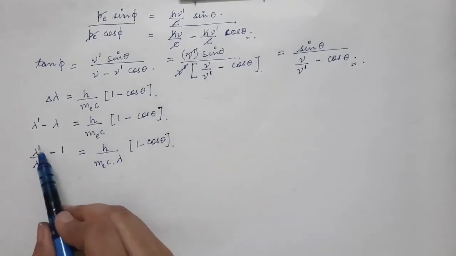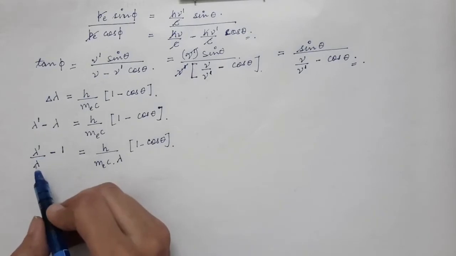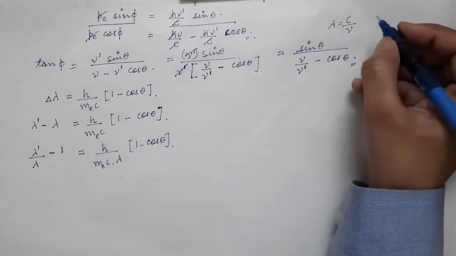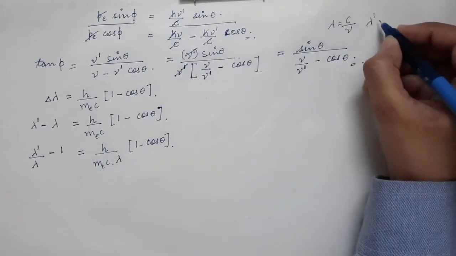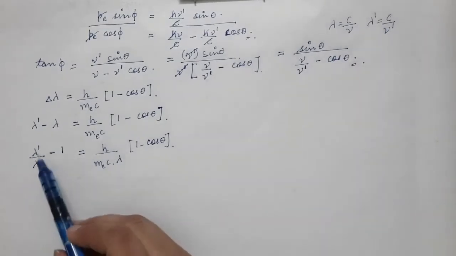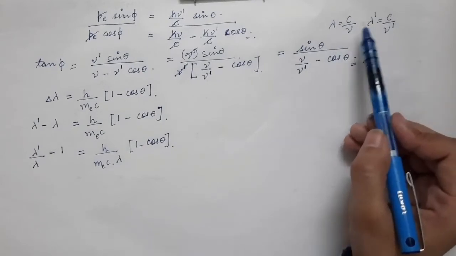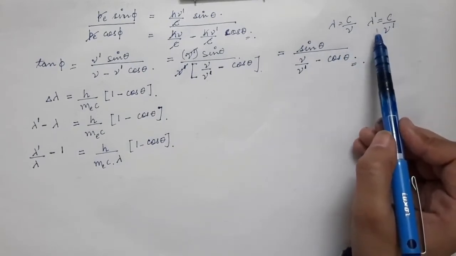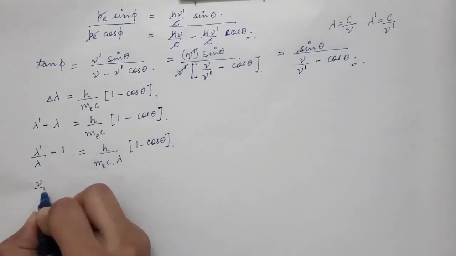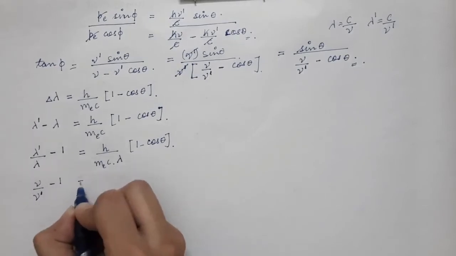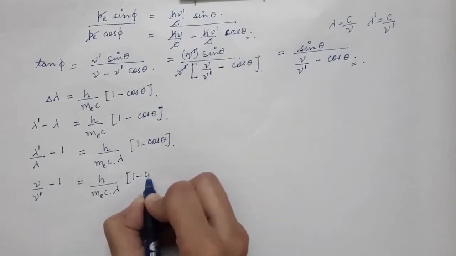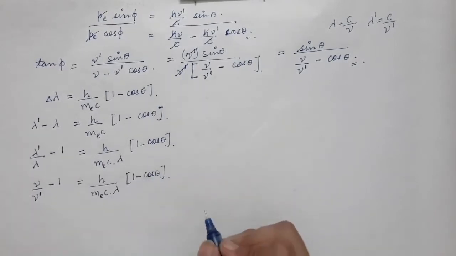Now over here this lambda prime by lambda, what is this expression equal to? As we know, lambda is given by c by nu. So what will be lambda prime? It will be equal to c by nu prime. Now what will be lambda prime by lambda? So from here when you find lambda prime by lambda, you will get it to be equal to nu by nu prime. So lambda prime by lambda, which is nu by nu prime, minus 1 is equal to h by mec into lambda times 1 minus cos of theta.